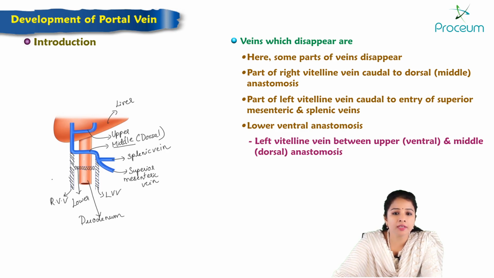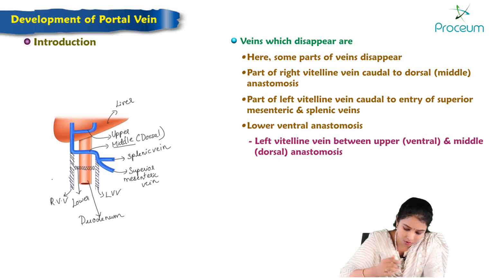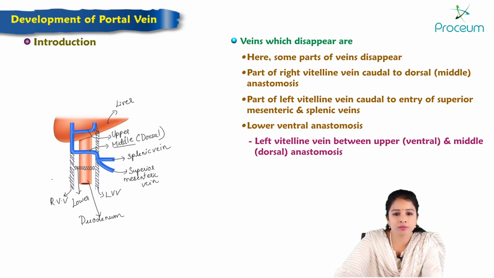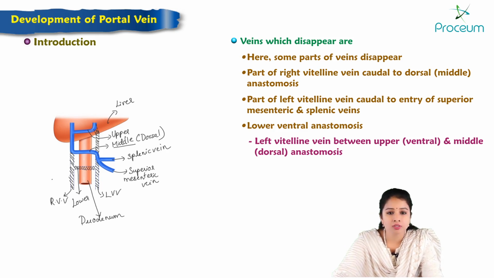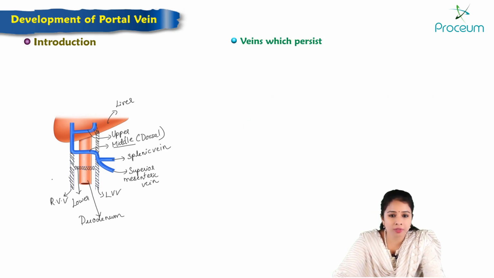Then the left vitelline vein between the upper ventral and middle dorsal anastomosis, which is not shown, I am showing with the dotted lines. So between the upper and the middle anastomosis, the left vitelline vein also disappears. So these are the veins which disappeared. Now we see the veins which persist.